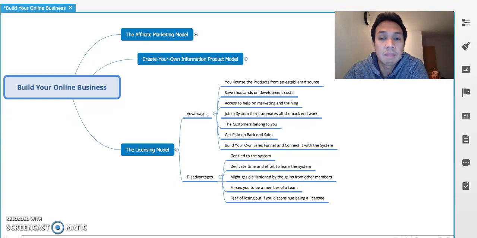So that goes to the next point. You might get disillusioned by the gains from other members. This is one of the biggest disadvantages, especially for beginners, for new people coming into online business, seeing that other people are getting this, so they will get the same thing. That kind of mindset really puts you at a disadvantage, because you've already preconditioned your mind before even going in. So again, a word of caution on that.